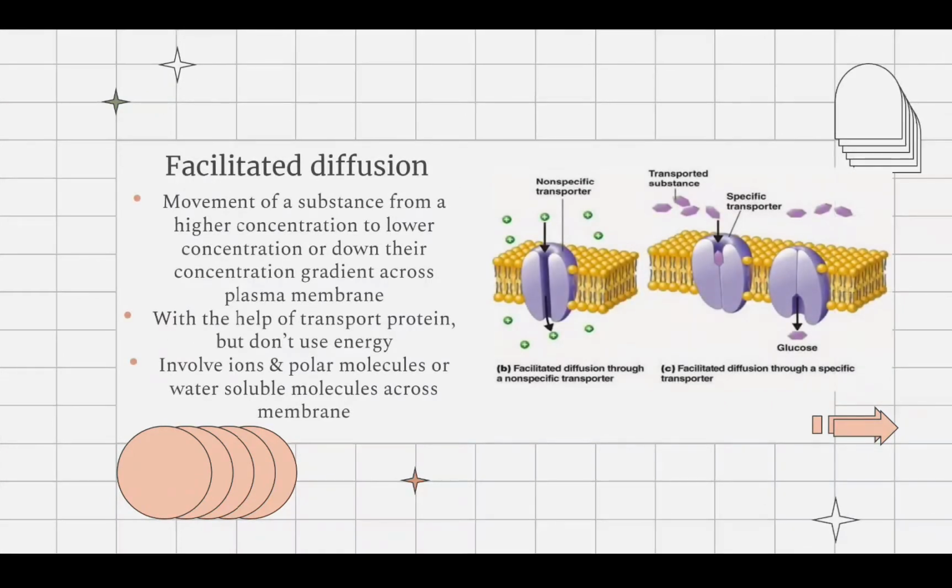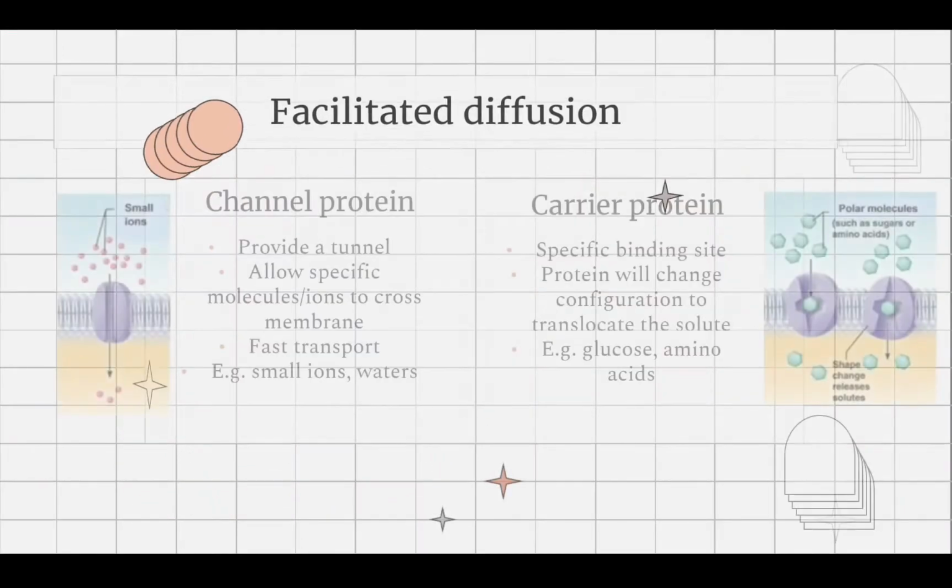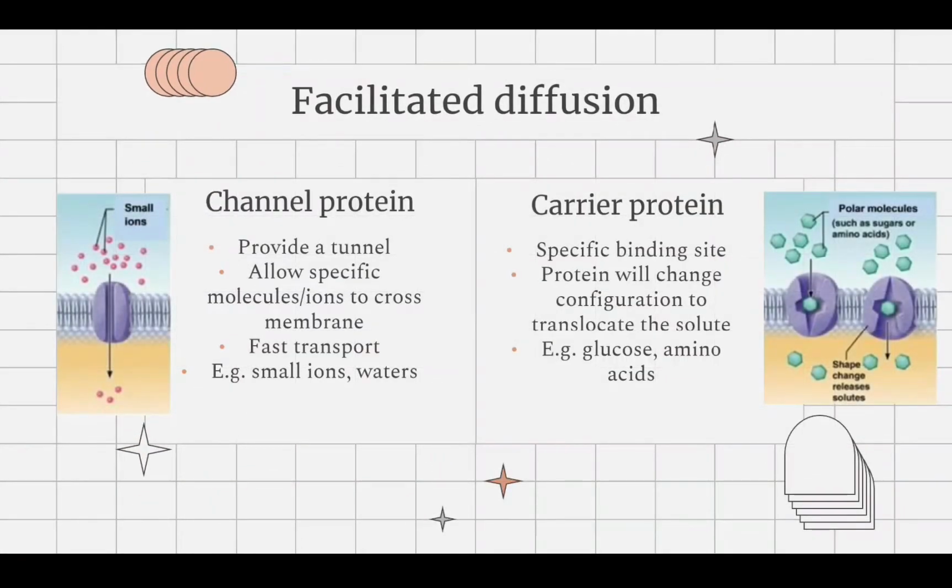Facilitated diffusion is a movement of substance from a higher concentration to lower concentration across plasma membrane. It doesn't use energy, but it is with the help of a transport protein. It involves ions and polar molecules of water-soluble molecules across membrane. There are two transport proteins involved in facilitated diffusion, which is channel protein and carrier protein.